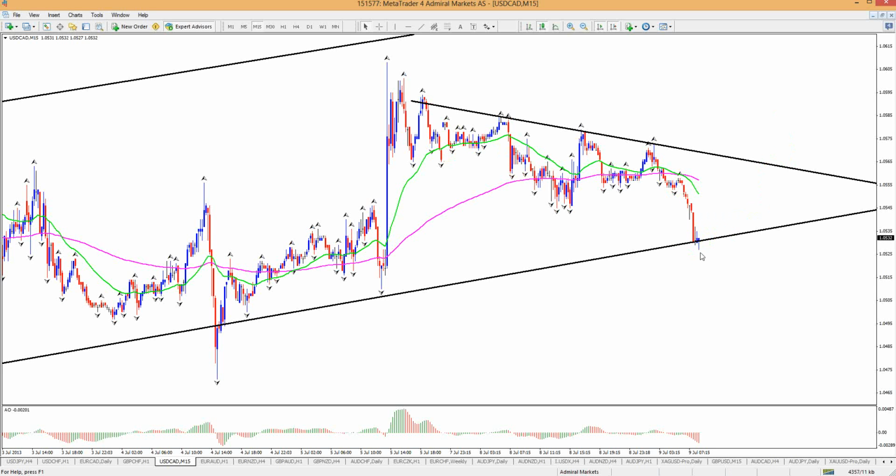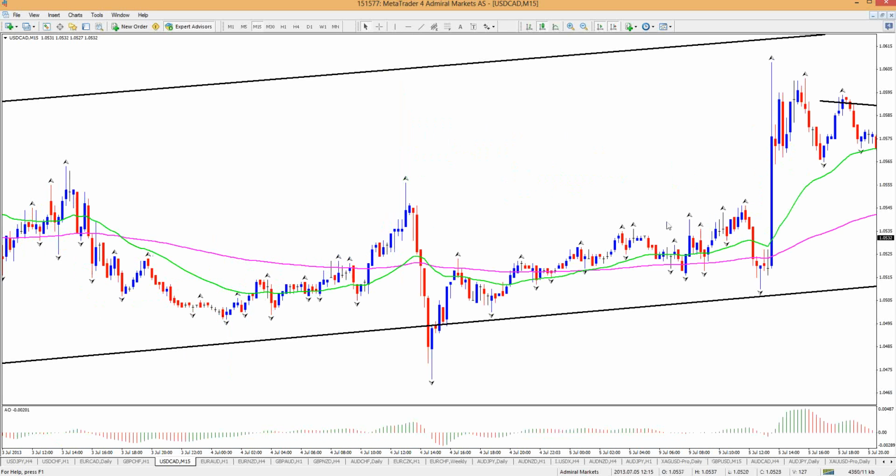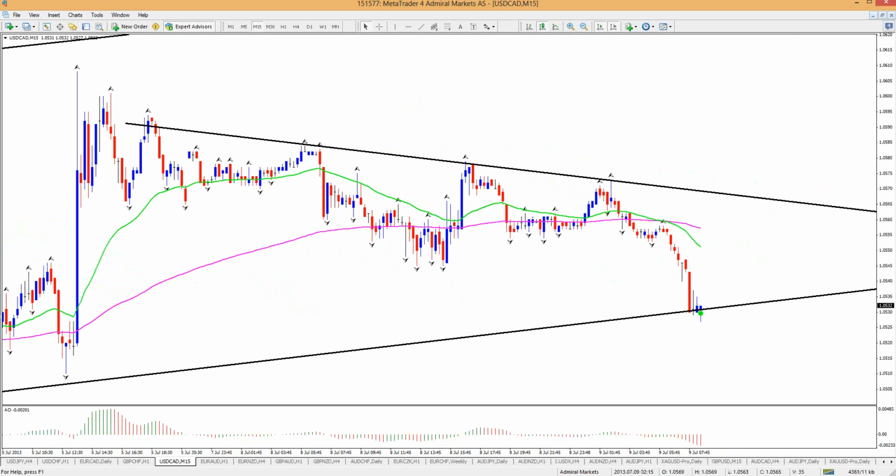But I wouldn't take it right here, personally. It could be at support, but I'd rather wait for a break of a fractal instead of catching it. For me, it doesn't make sense to catch it right at the turn. It's not worth the stress. It could continue a bit lower, stuff like that.